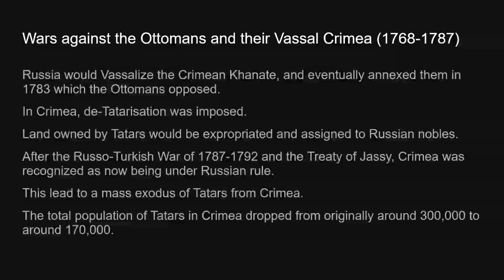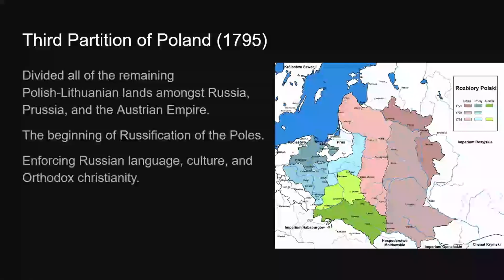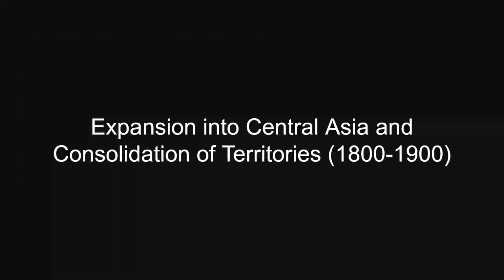This would lead to a massive exodus of Tatars from Crimea, with the estimated population dropping from around 300,000 originally down to 170,000. The third partition of Poland occurred in 1795, which would end Polish-Lithuanian statehood. The remaining Polish-Lithuanian lands were divided amongst its three neighbors, Russia, Prussia, and Austria. This would be the beginning of Russification of the Poles, as Russian language, culture, and Orthodox Christianity would begin to be enforced in the region.